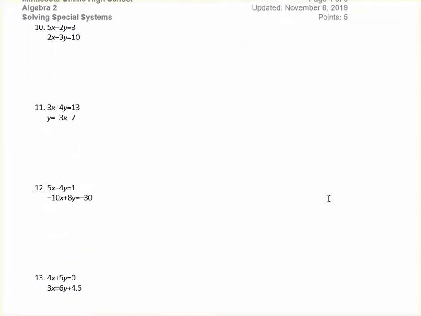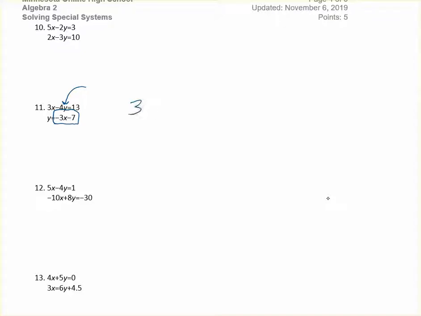Let's look at number 11. This one is set up for substitution. We have y is equal to negative 3x minus 7. That's what y is equal to. So in the top equation, wherever I see a y, I can replace it with negative 3x minus 7.